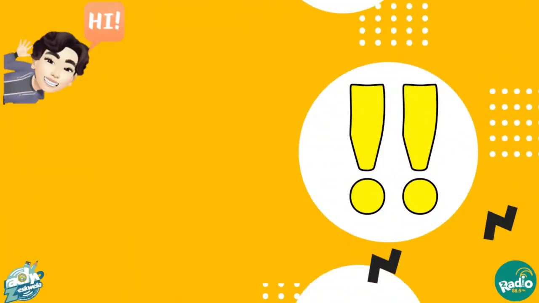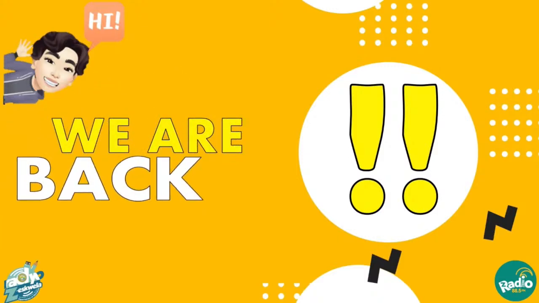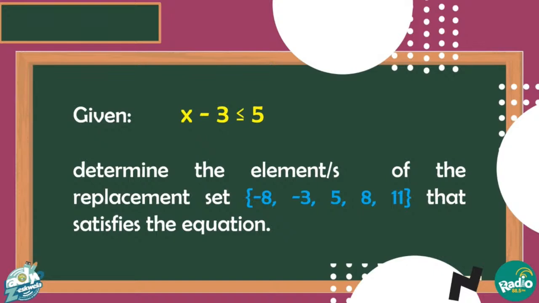And we are back, students. Let us check your answer. The given is x minus 3 lesser than or equal to 5. You need to determine the element or elements of the replacement set negative 8, negative 3, 5, 8, and 11 that satisfies the equation.